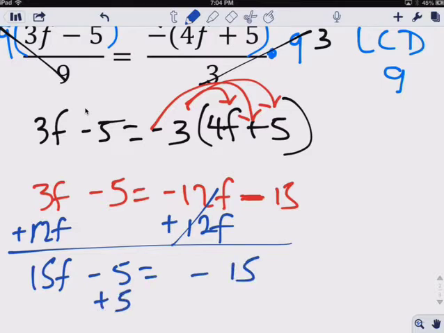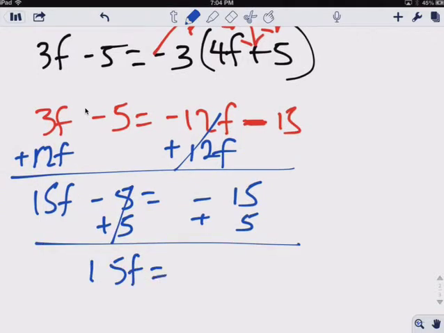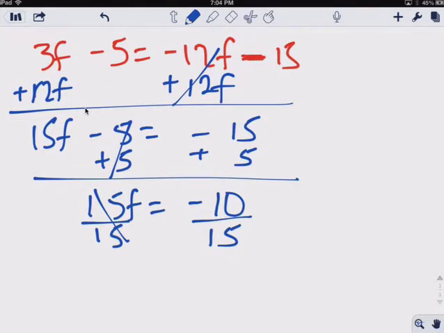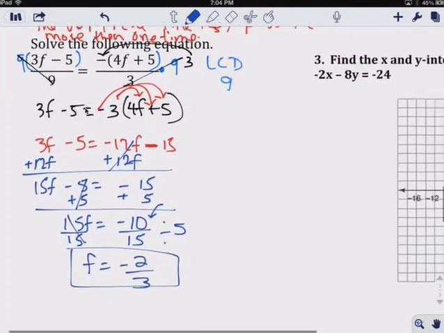Add 5, add 5. 15f equals negative 10. Divide by 15, divide by 15. F equals negative 2 over 3. You cannot divide this because the numerator is smaller. You leave it like that. You just reduce the fraction by dividing by 5, and that's your answer.